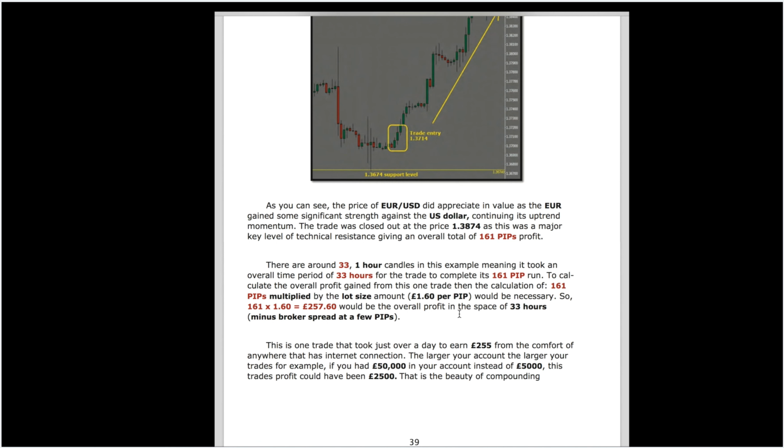So remember, we entered at £1.60 per pip. So 161 pips multiplied by the lot size of £1.60 equals £257.60. That's the profit on a 5k account. Obviously, we didn't let it run to 180. So off the top of my head, that is around a 5.5% gain on the £5,000 account.